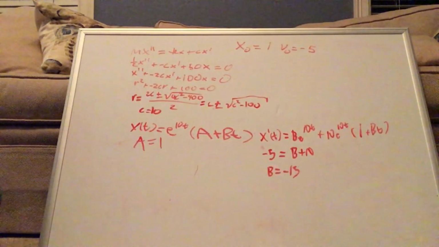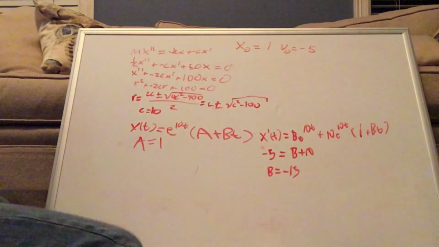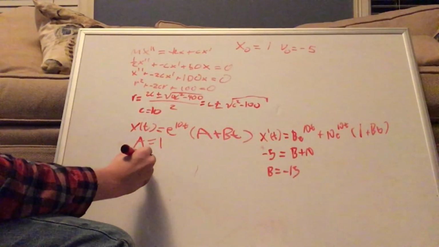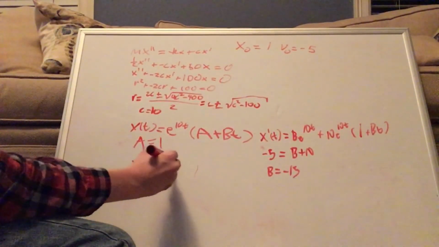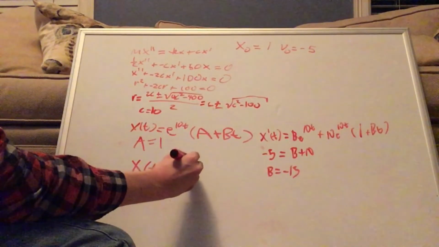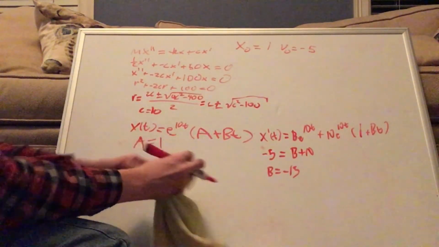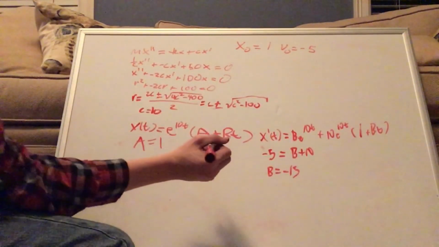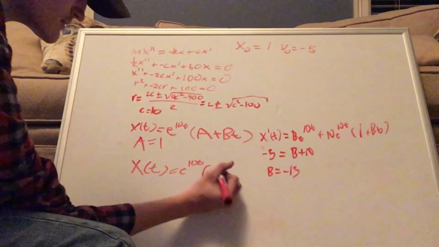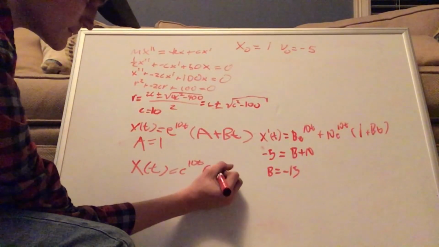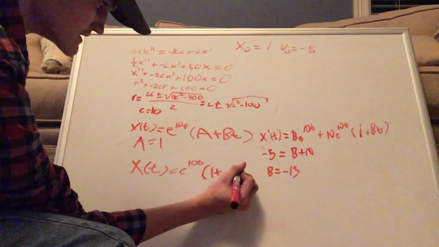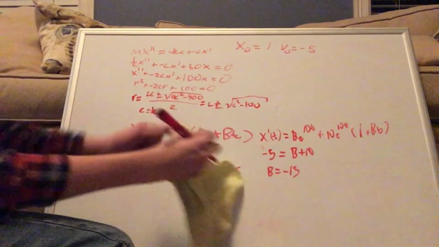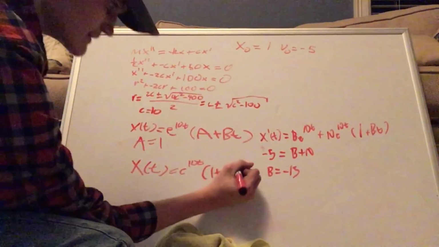Okay, now, finally, in the critically damped case, x of t equals e to the 10t times 1 plus negative 15t. Oh, that's not a good 5. Negative 15.